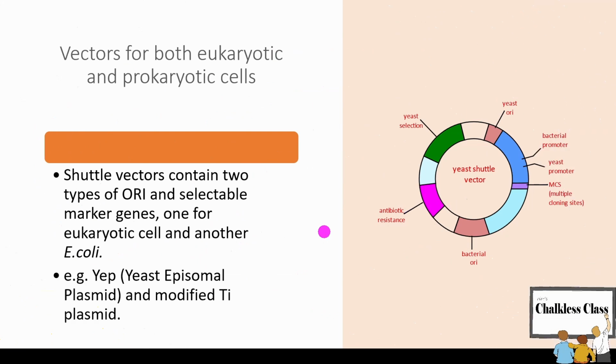Some vectors are there which can be used for eukaryotic cells and prokaryotic cells. Those vectors are called shuttle vectors. The shuttle vectors contain two types of ORI sites. One is the bacterial ORI and another is the yeast ORI. Examples are yeast episomal plasmid and the modified Ti plasmid. These can be used for both prokaryotes and eukaryotes.